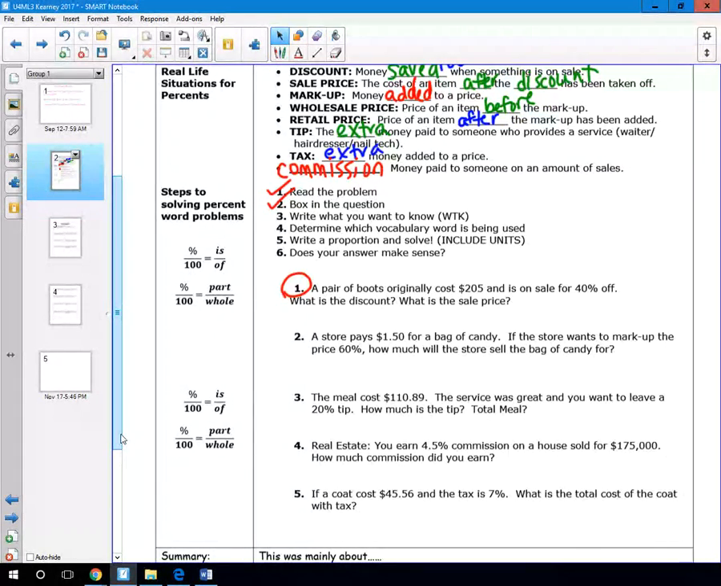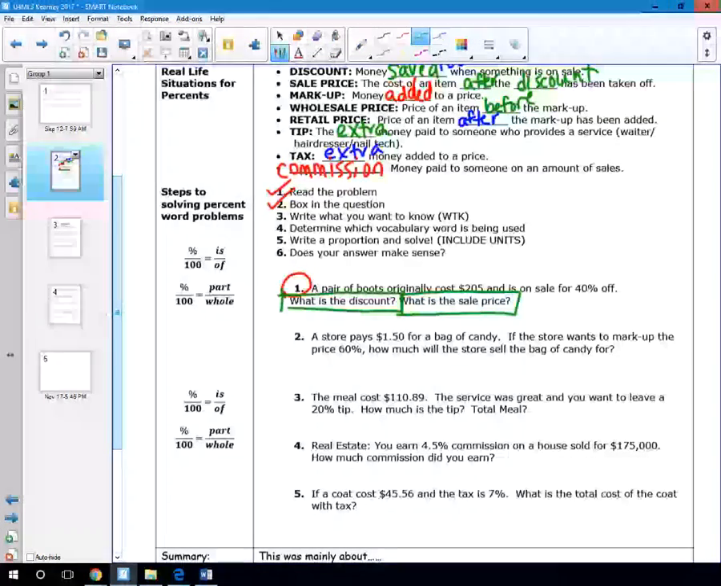So number 1, let's read the question. It says a pair of boots originally cost $205 and is on sale for 40% off. What is the discount? What is the sale price? Okay, so we read the problem. Now we're going to box in the question. So we have to look through all those words and find the part that actually asks the question. So I see what is the discount and what is the sale price. Okay, so we did that.